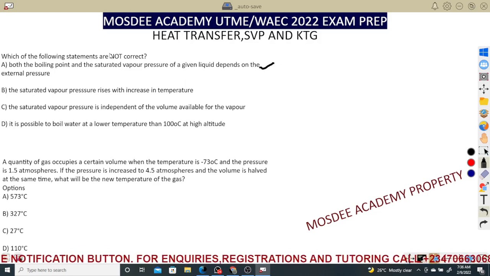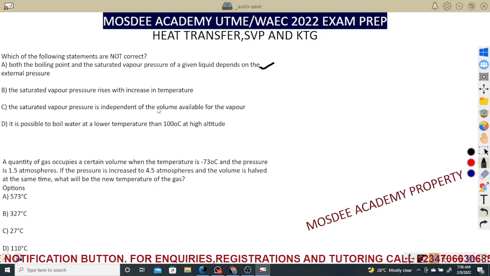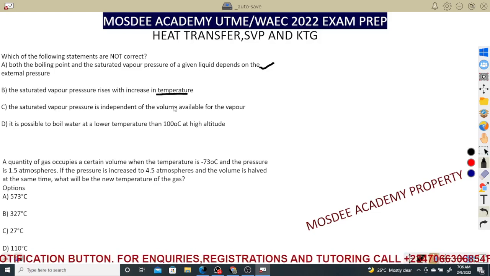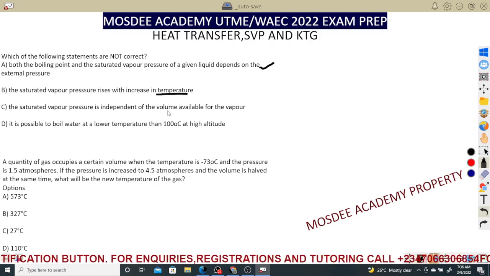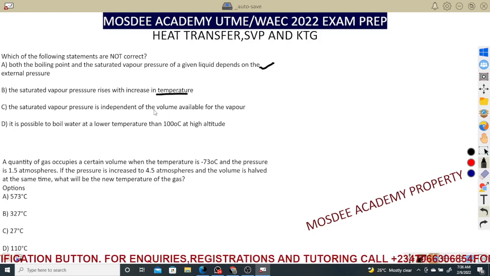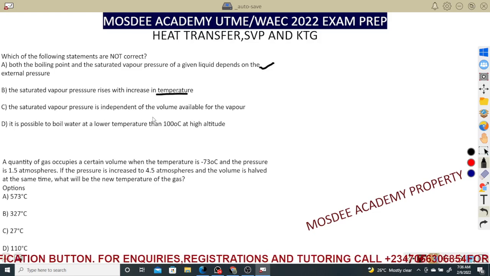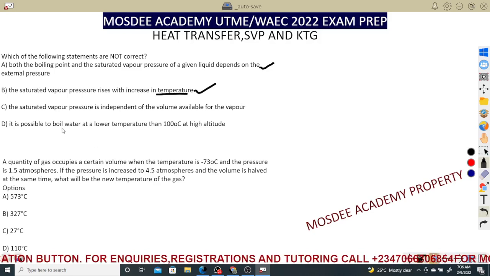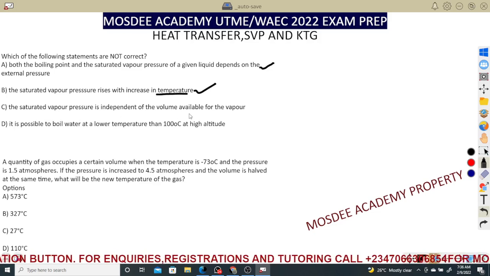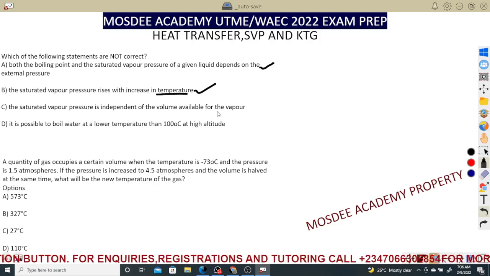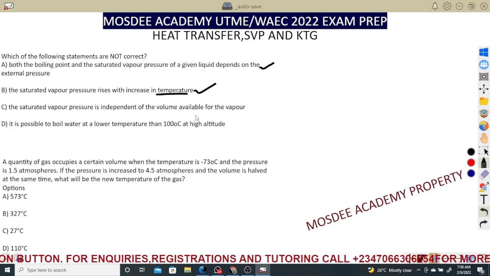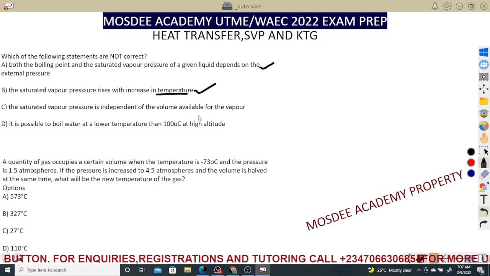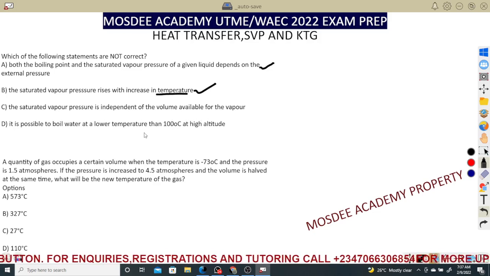The next one, we are looking for which is not correct. The saturated vapor pressure rises with temperature. Yes. Saturated vapor pressure is the measure of temperature. That is why if you increase the saturated vapor pressure, the temperature of the substance will also be raised. So always keep that at the back of your mind, because SVP varies directly as temperature. Please, it is very correct. The next one: the saturated vapor pressure is independent of the volume available for the vapor. No, this is wrong because SVP also depends on the volume. Because if it is in a confined state, that is a very tight corner, the vapor pressure will be less. But if the volume of the container is high, the vapor pressure will be high. So keep that at the back of your mind.